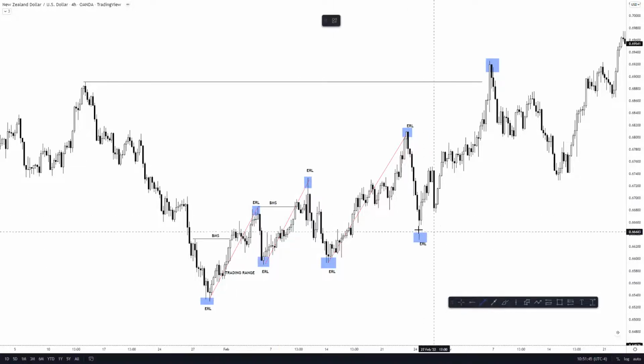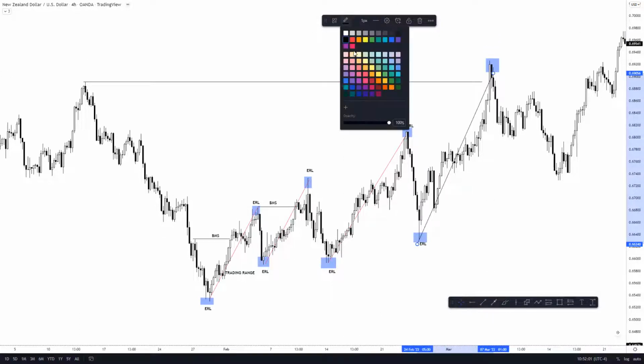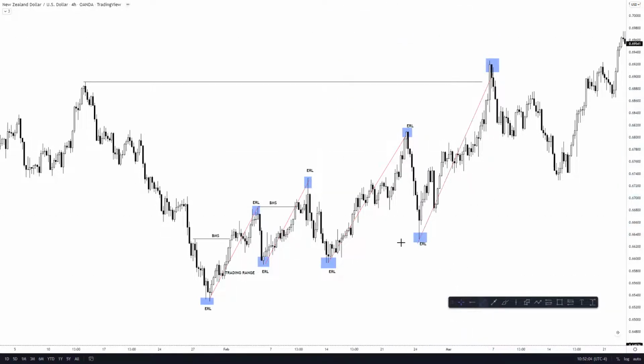So now the big question comes in: where will be the entry? I will just be explaining this range, you have to understand it. So this will be our range: we have a BMS, and we have another BMS. So from this low to this high, we have a range.